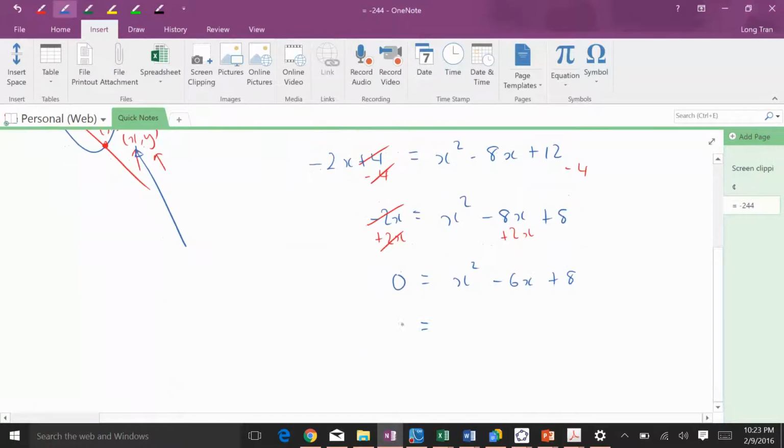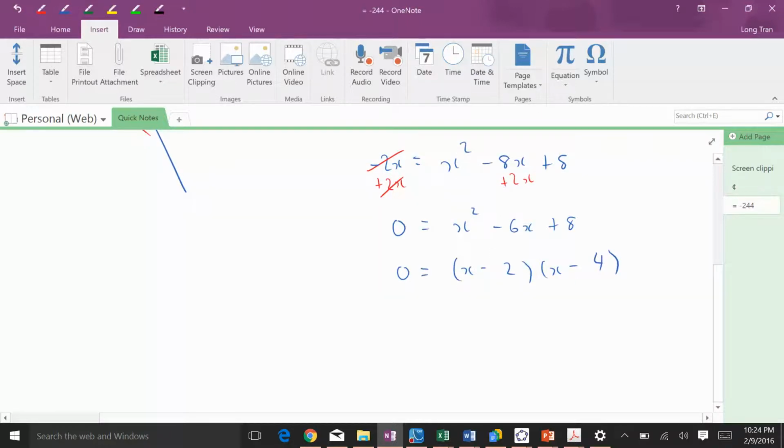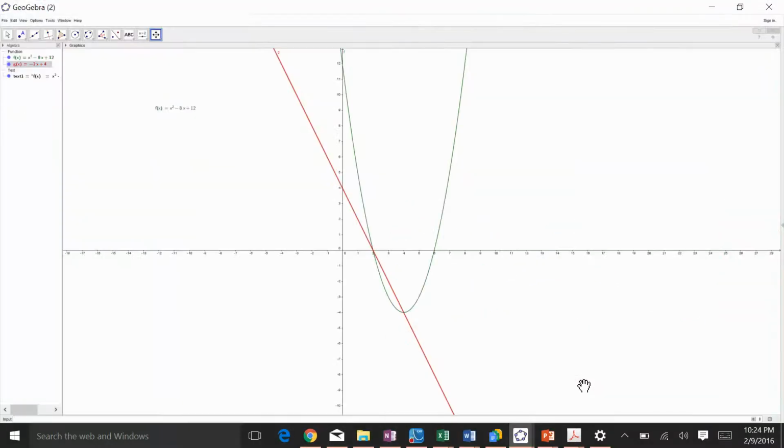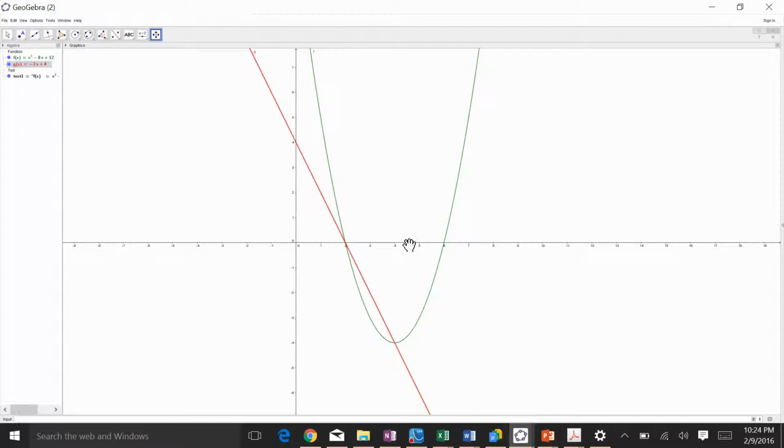So if I do this now, this is just using the null factor law again. Factorize the quadratic. What's this? 4 and 2 will work out, and since it's both negative, negative 4 and negative 2. There you go. Using the null factor law, either x minus 2 equals 0, therefore x equals 2, or x minus 4 equals 0, therefore x equals 4. Which was true, because according to my GeoGebra, that's exactly what I was seeing. It's hitting at 4 and 2.